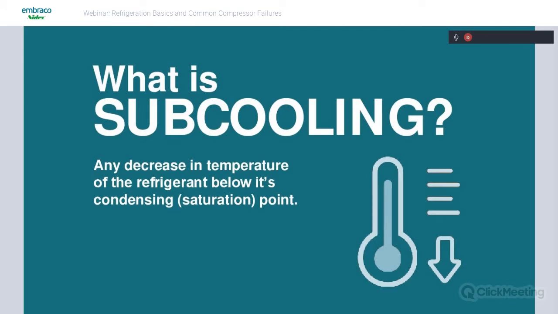And then there's subcooling, and that's any decrease in temperature of the refrigerant below its condensing or saturation point. So any temperature measured between the condensing point and measured at a point in the system, you're going to call that subcooling. And we're going to use subcooling typically for systems with TXV valves. We'll talk a little bit more about TXV valves in a second.